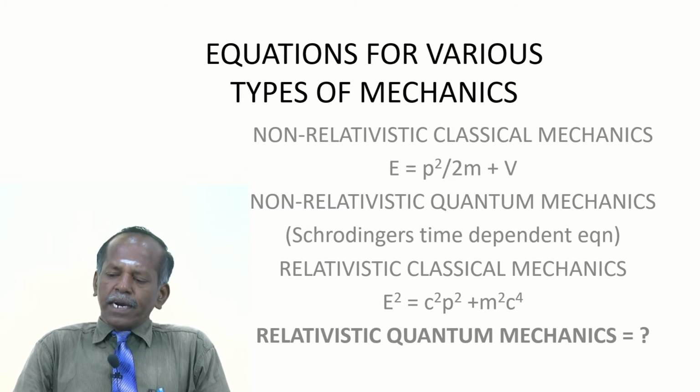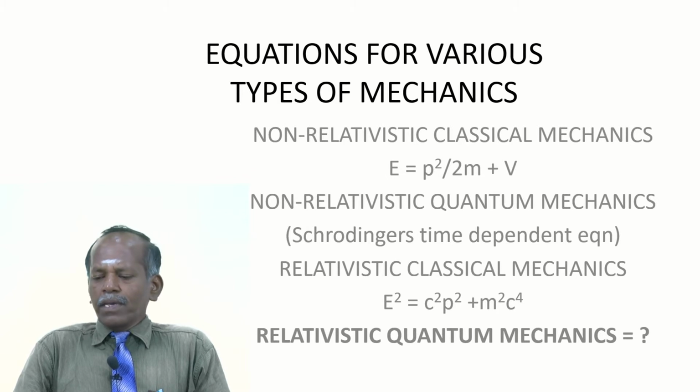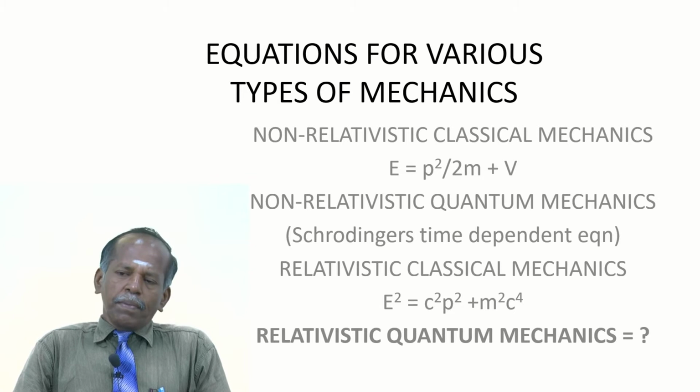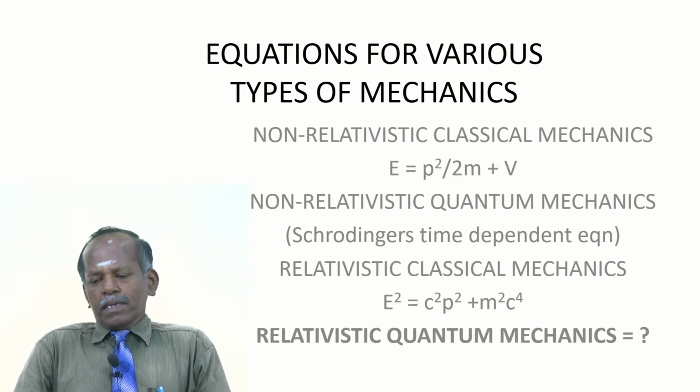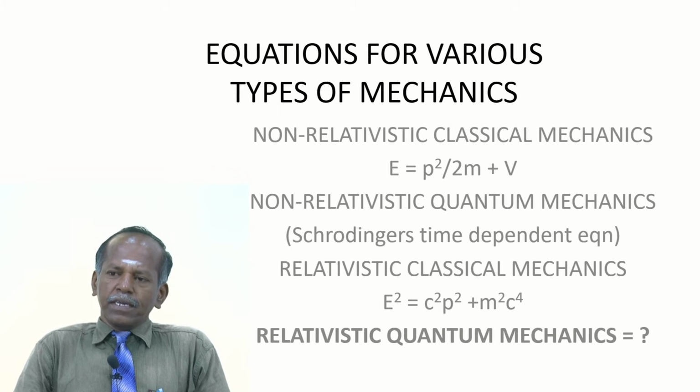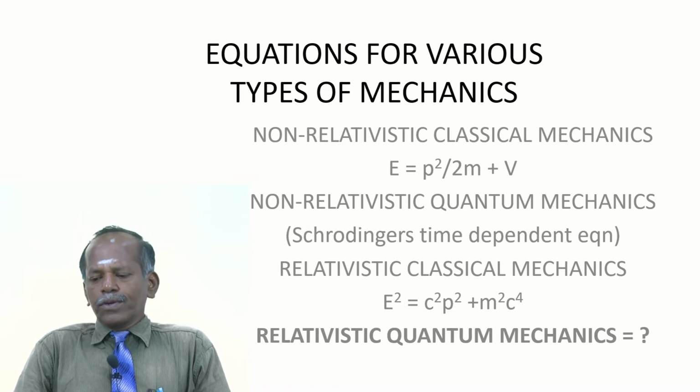So first category, non-relativistic classical mechanics, the simple equation E equal to p square by 2m plus V. E means total energy, p square by 2m is kinetic energy. The kinetic energy form is half mv square, very popular form. The same thing is slightly manipulated as p square by 2m, kinetic energy form, standard form. Whatever may be the particle, wherever may be it, the same unanimous form is for kinetic energy, it is p square by 2m. And V represents potential energy. The equation simply indicates total energy is kinetic energy plus potential energy.